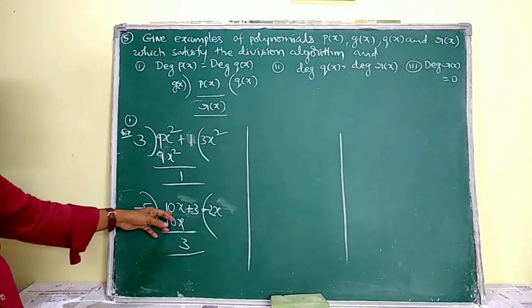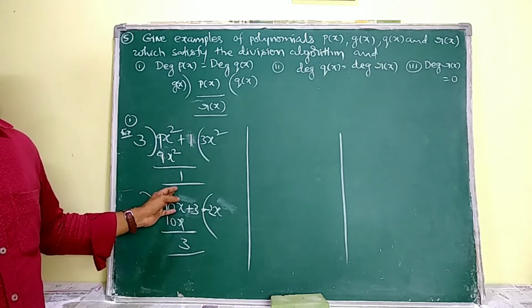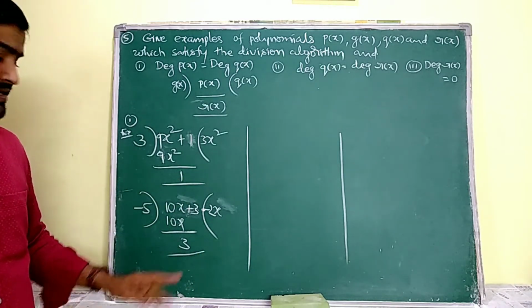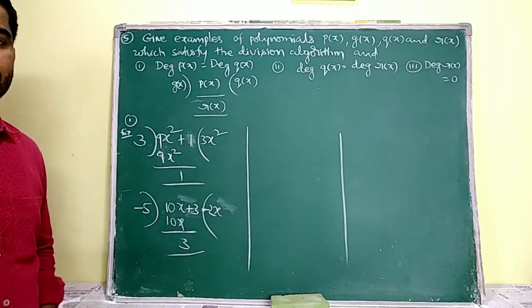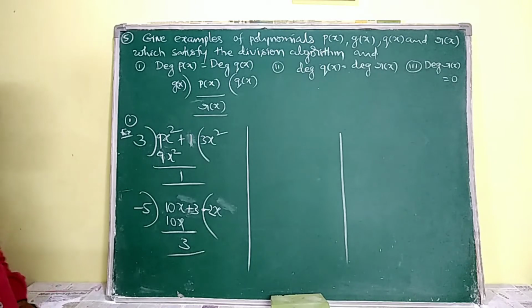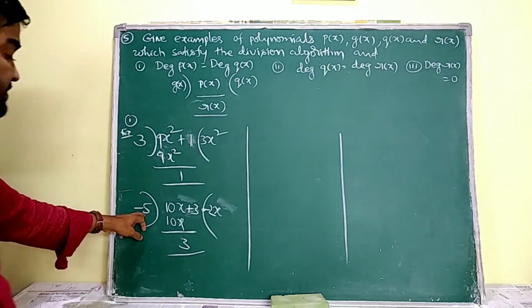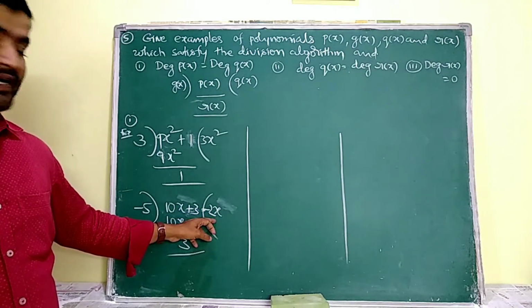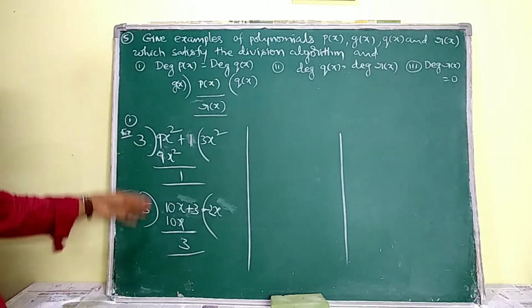You may take degrees other than 2 or 1. You may take the degree as 5, 7, 9, 10, 100, whatever degree you want to write. Write the polynomials p of x and q of x with the same degree. So like that you may write the examples. Now here g of x is minus 5, p of x is 10x plus 3, q of x is minus 2x, and remainder is 3. Like that you may write your own examples.